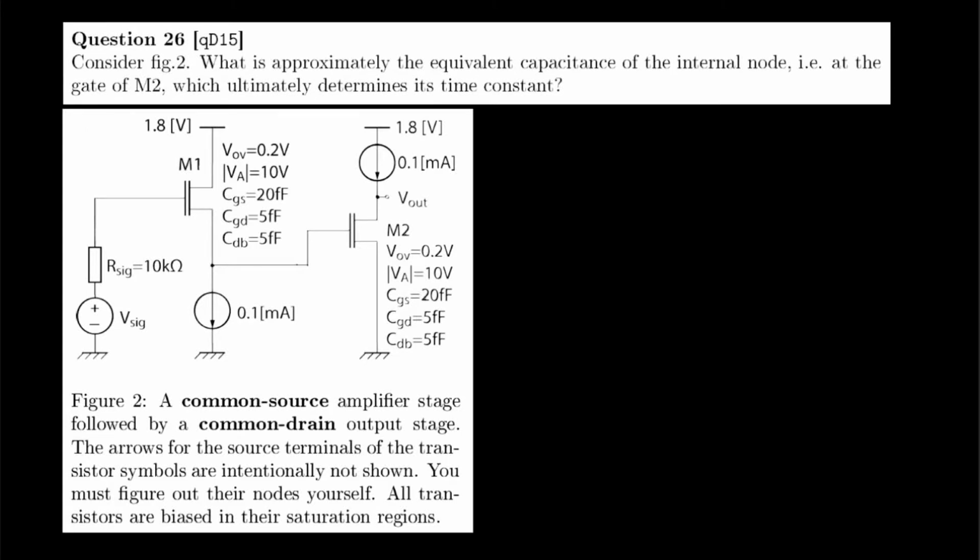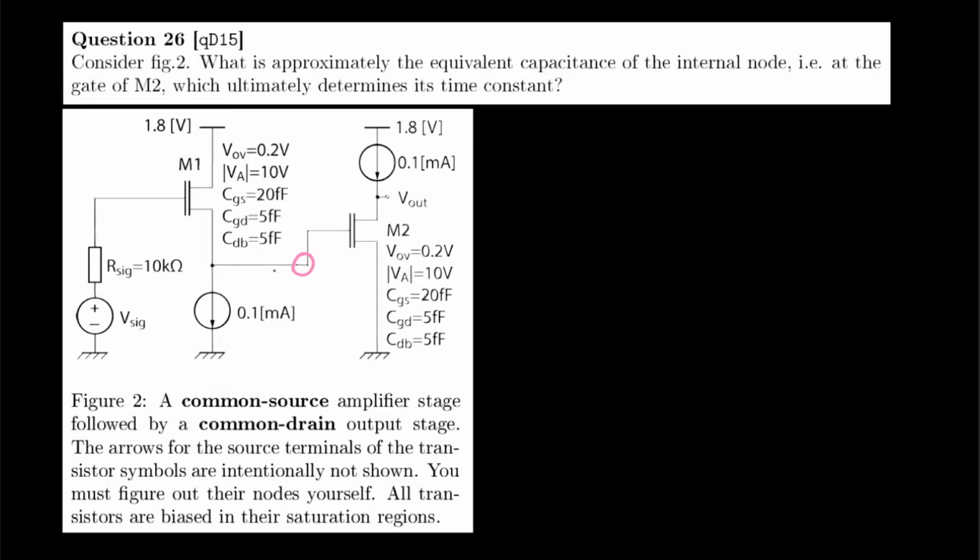This video will discuss the solution to question 26. Consider figure 2. What is approximately the equivalent capacitance of the internal node, that is at the gate of M2, which ultimately determines its time constant? So we are asked to determine the time constant at this node.